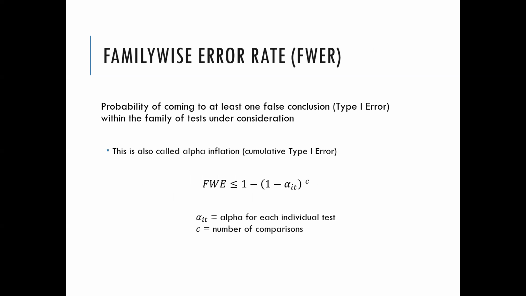So I mentioned the family-wise error rate up above, and that's just the probability of coming to at least one false conclusion, or making at least one type 1 error, within the family of tests under consideration. This is also called alpha inflation, so it's the cumulative type 1 error.